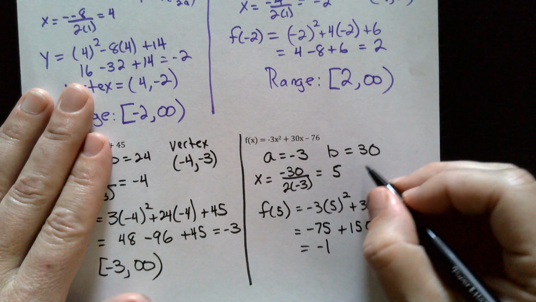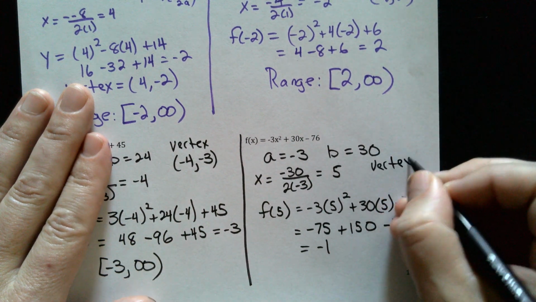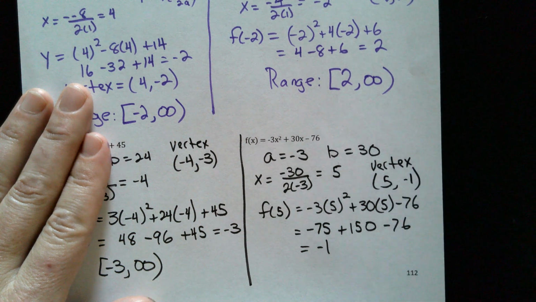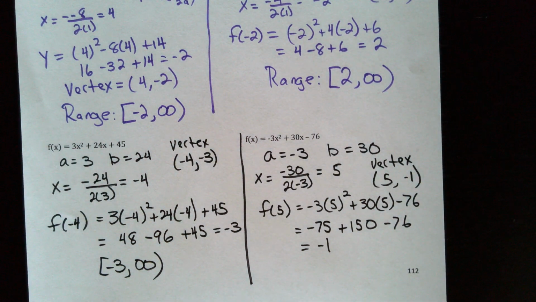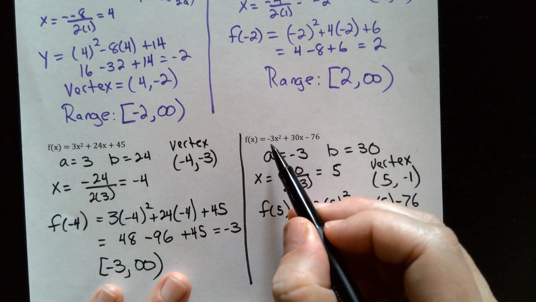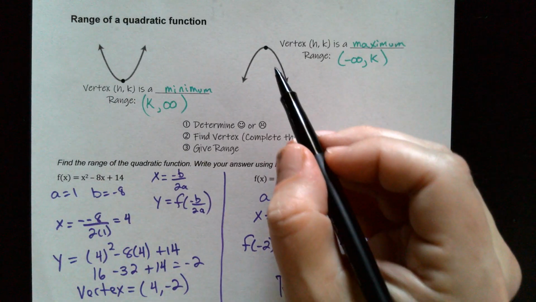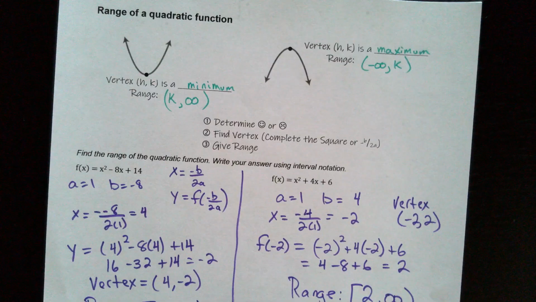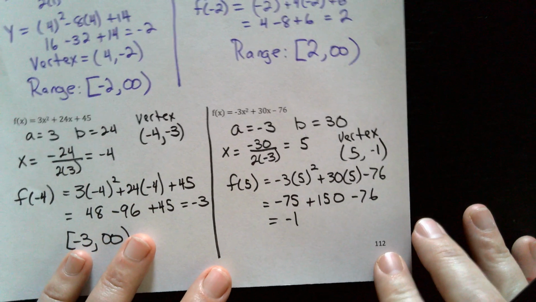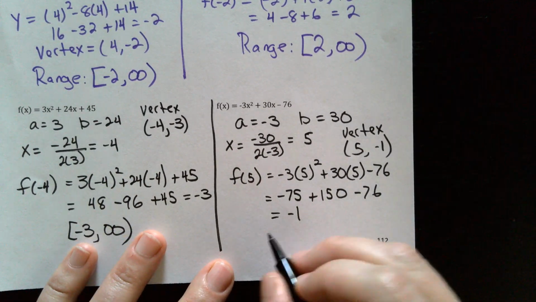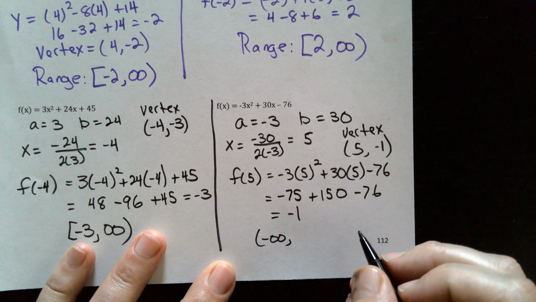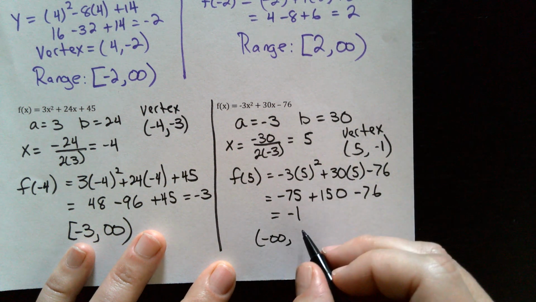So my vertex is (5, negative 1). Now, is this a minimum or maximum? Well, there is a negative out front, right? So that means it opens down, which means our vertex, that k value, is the maximum on this thing. So you start with negative infinity as your minimum, and you hit a maximum of negative 1.